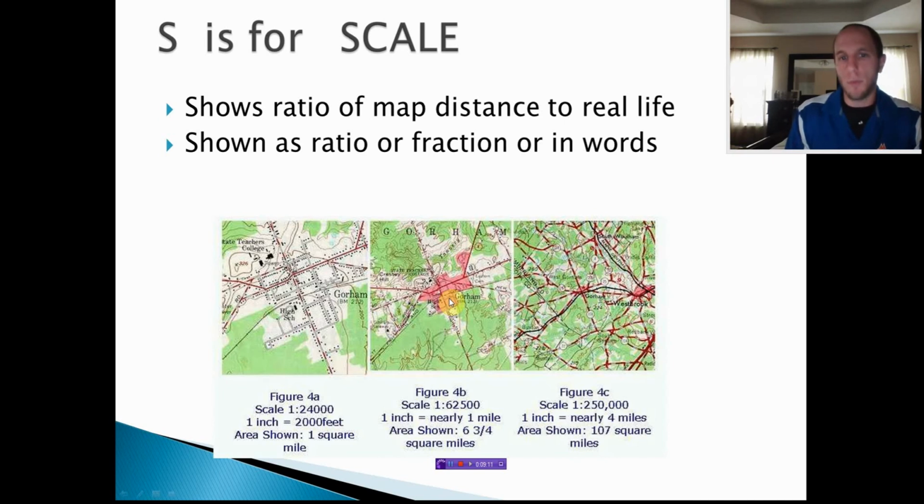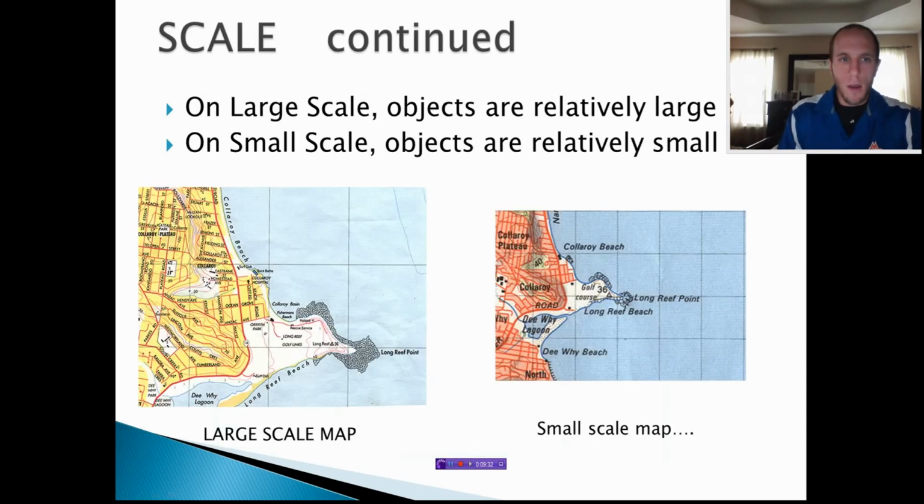But still showing you some pretty good details. And then finally, when you look at Figure 4C, you're looking at a fairly large area, especially in comparison with the original two maps, that's showing you less detail but larger areas. So this one here would be an example of a small scale map. Small scale, small detail.